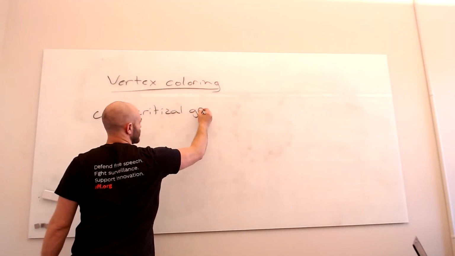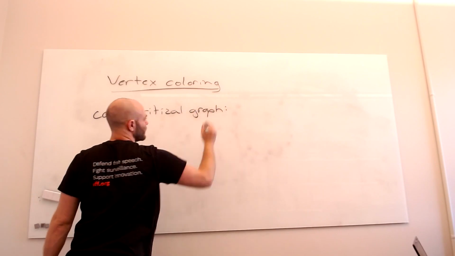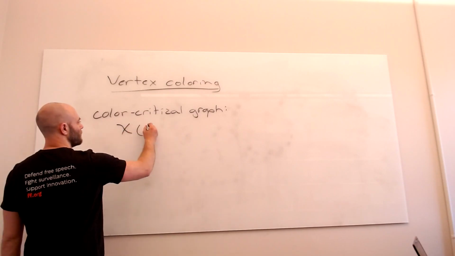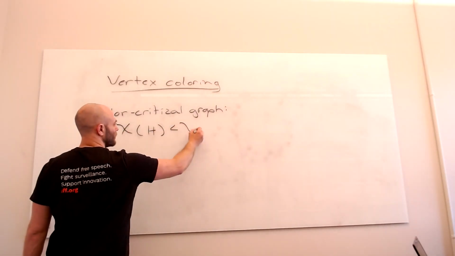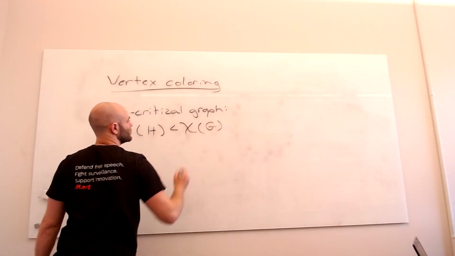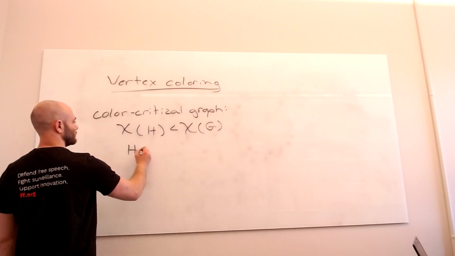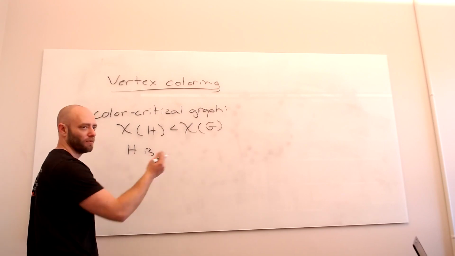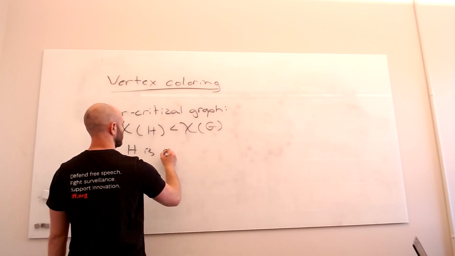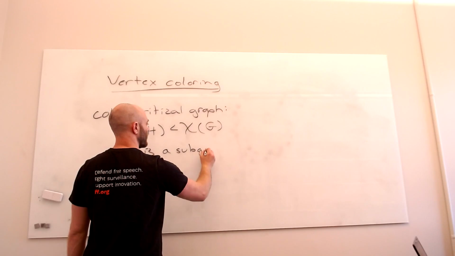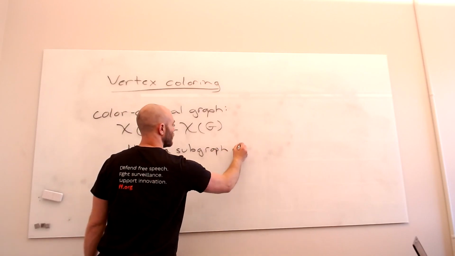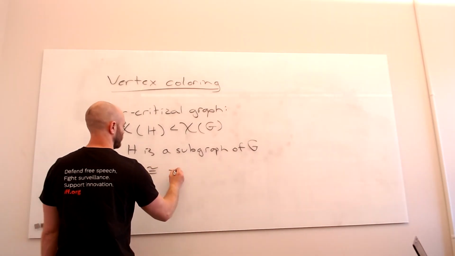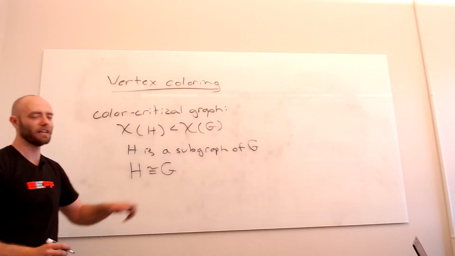There's one more thing I want to touch on, and that's the notion of color critical graphs. So a graph is color critical if for any possible subgraph H, the chromatic number of that subgraph H is less than the chromatic number of our full graph G. So H is a subgraph of G, except for the subgraph H that's isomorphic to G.